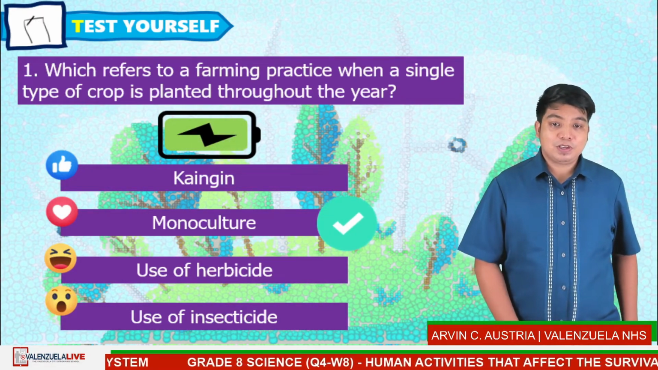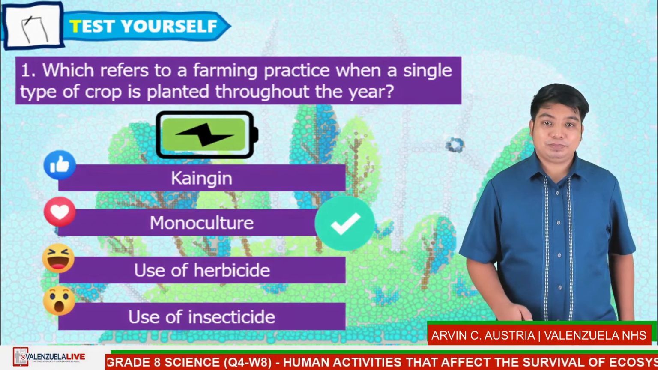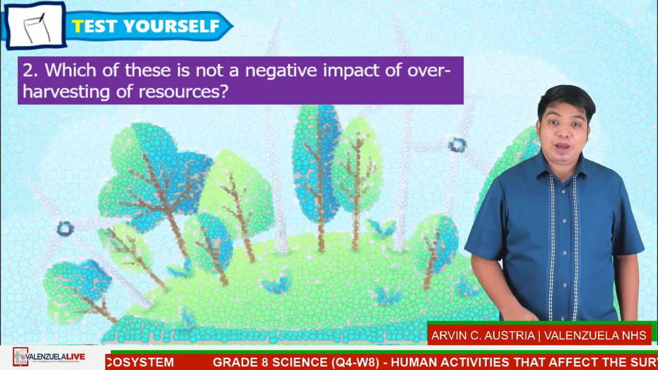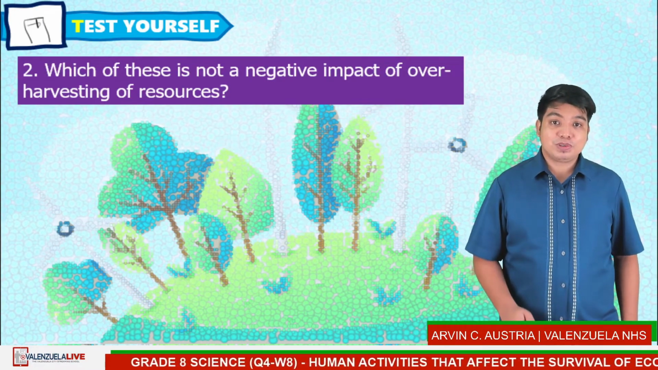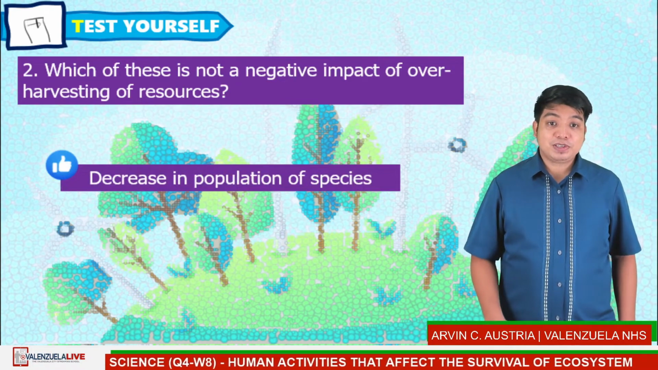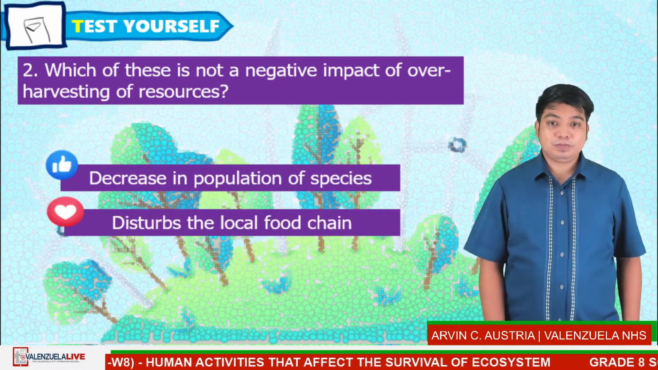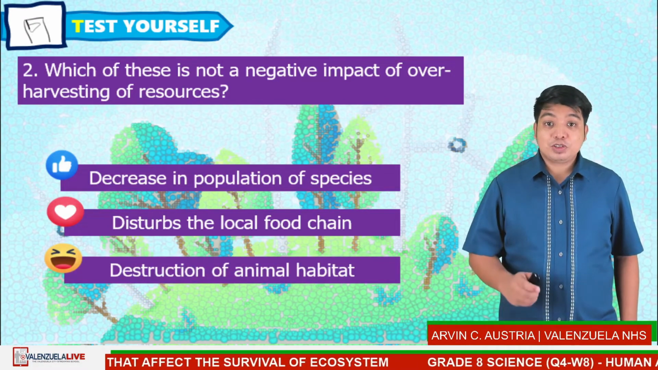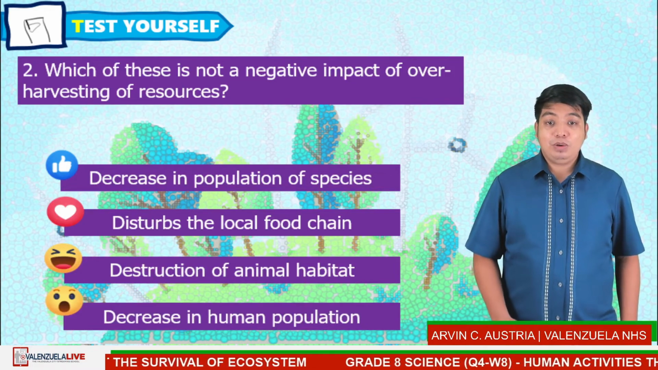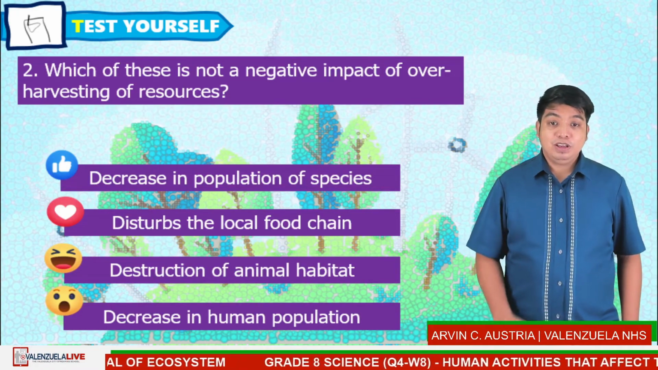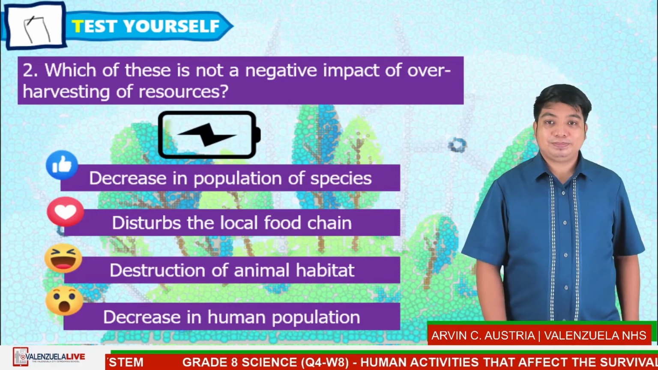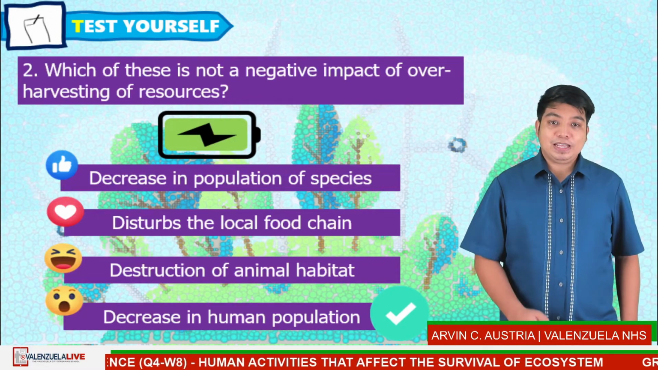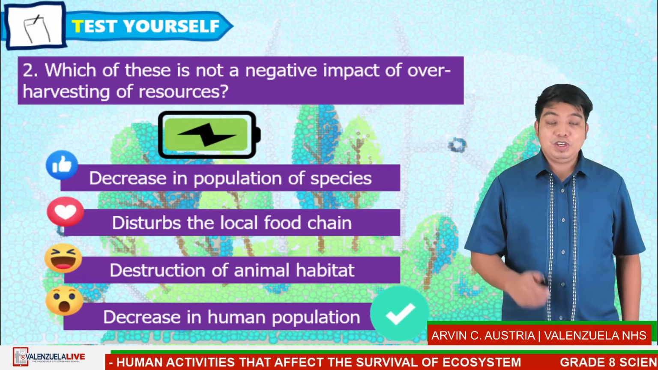The correct answer is monoculture. Number 2, which of these is not a negative impact of over-harvesting of resources? Is it decrease in population of species, disturbs local food chain, destruction of habitat, or decrease in human population? 5 seconds starts now. The correct answer is decrease in human population.